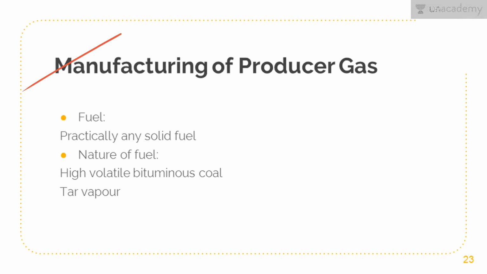It can be made from practically any fuel. So you can take wood waste, peat, coals of all ranks, or cokes. And the nature of the fuel matters: if it is a high volatile bituminous coal, it gives a richer gas containing small proportions of methane. If it's tar vapor, then it also enriches the gas when it is used hot. And if it's coke, then it gives a gas free of tar vapor.